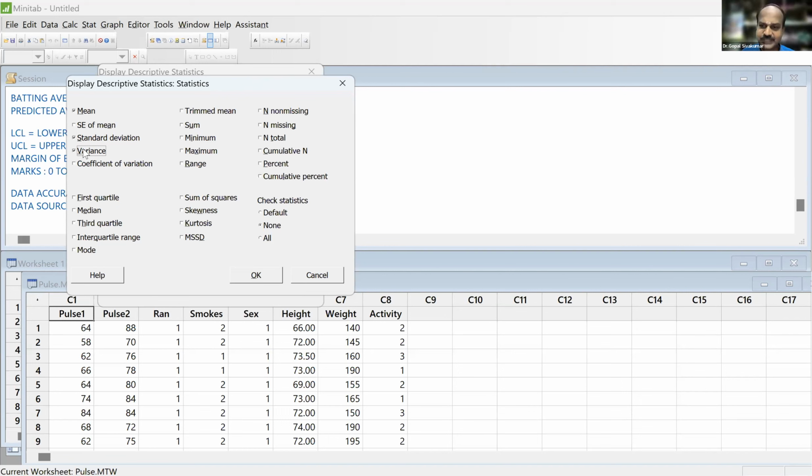Variance is the square of the standard deviation, isn't it? That means standard deviation is the square root of the variance. Either way, you can tell. And now there is something called coefficient of variance that we have not discussed.